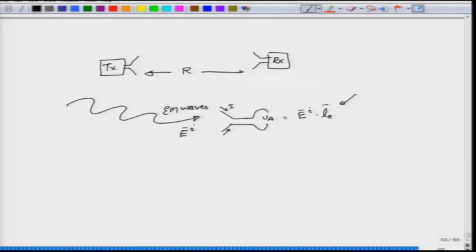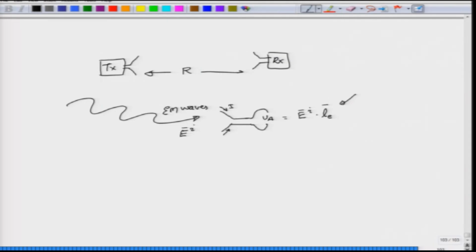Okay. The determination of vector effective length requires you to do many experiments, in which you take the electromagnetic waves and make them fall on the antenna, and then you keep changing the orientation, meaning the polarization of the antenna, and you keep noting down the voltage V_A that is developed across the antenna terminals, and from these measurements find out the effective length. Of course, I have told you very simply, but it is rather more complicated than that, but you do not need to know that complication.